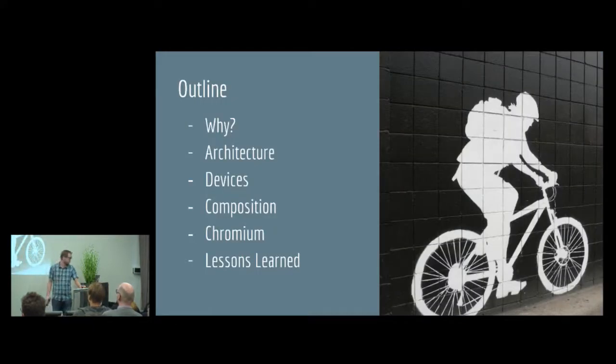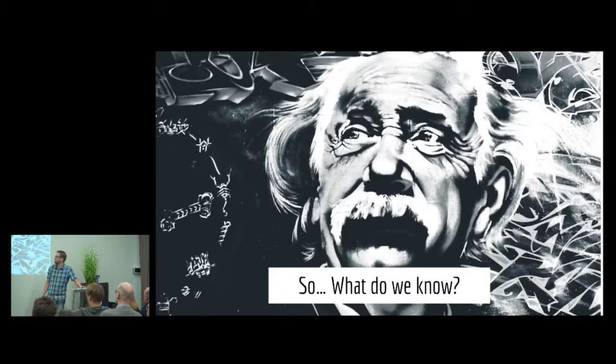So this is the outline of the talk. First of all, why? And we'll look into that, both why us and why you. And then we'll dig into the architecture, the types of devices you can make, problems around composition, a little bit about Chromium, and a lot about the lessons that we've learned.